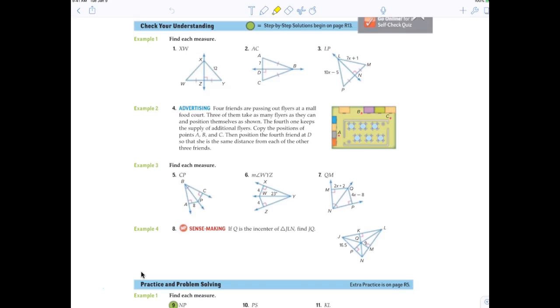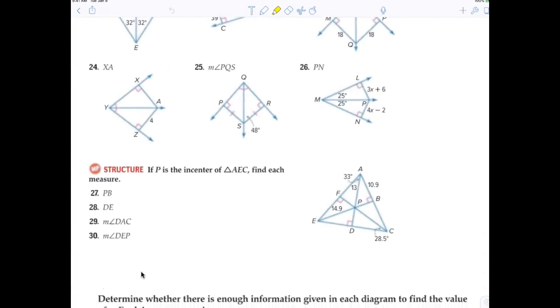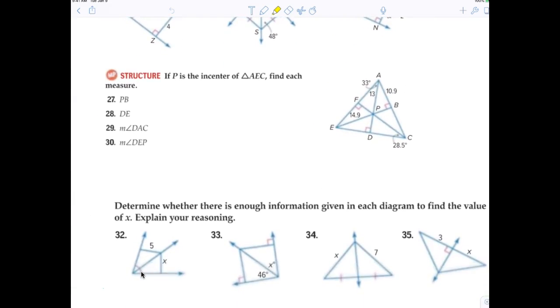Yes, which one? Number 27. All right, let's take a look at 27. So if it is the incenter, what does that mean if this point right here is the point of concurrency, which is the incenter? What is true? You're awesome. That's exactly correct. All three of those are exactly the same.